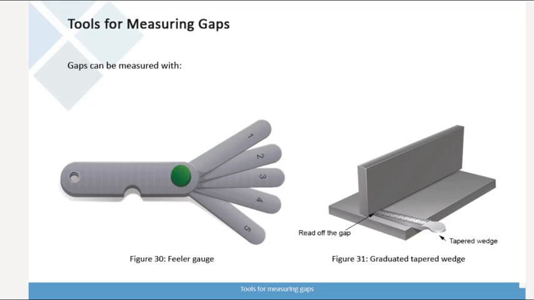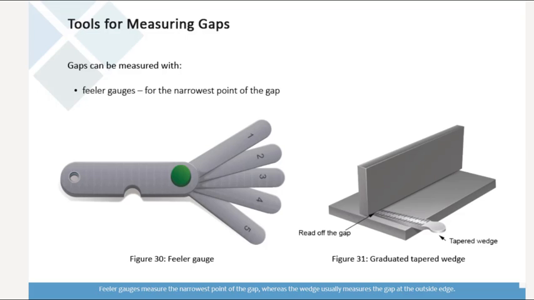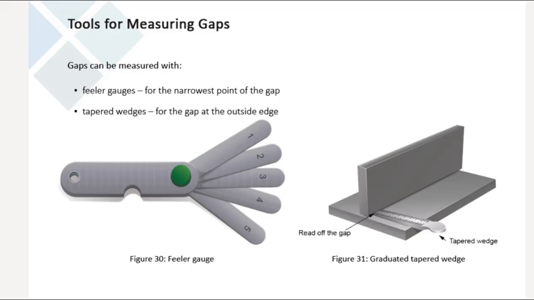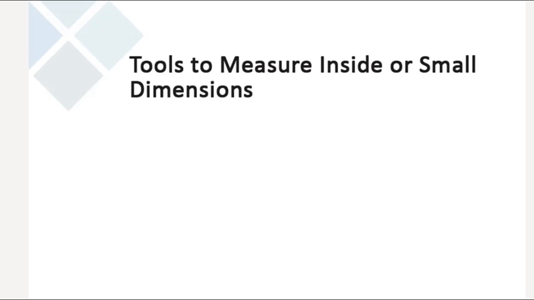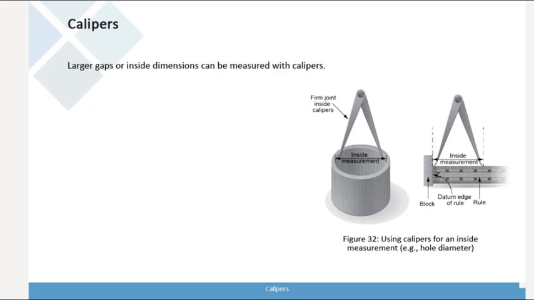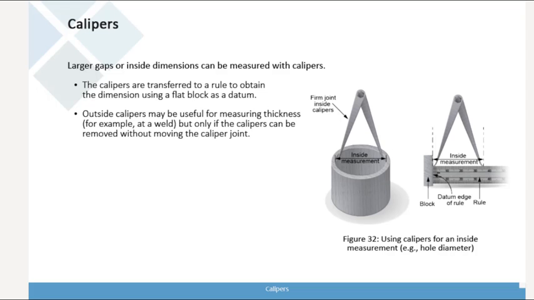Gaps can be measured with feeler gauges or graduated tapered wedges. Feeler gauges measure the narrowest point of the gap, whereas the wedge usually measures the gap at the outside edge. Larger gaps or inside dimensions can be measured with calipers. The calipers are transferred to a rule to obtain the dimension using a flat block as a datum, as shown in the figure. Outside calipers may be useful for measuring thickness, for example, at a weld, but only if the calipers can be removed without moving the caliper joint.